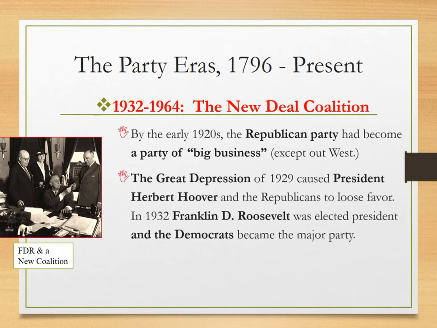The Democrats created a different coalition, and the coalition was sparked by the Great Depression of 1929, the record drop in the stock market, that caused President Herbert Hoover and the Republicans to lose favor. It didn't happen all at once, but certainly that 1932 election prompted a realignment. In 1932, Franklin Roosevelt was elected president, and the Democrats became the major party, combining a coalition of the working class, of whites, working class, and some middle class in the South, along with minorities and older Americans in the North and other places. And FDR assembled this New Deal coalition.